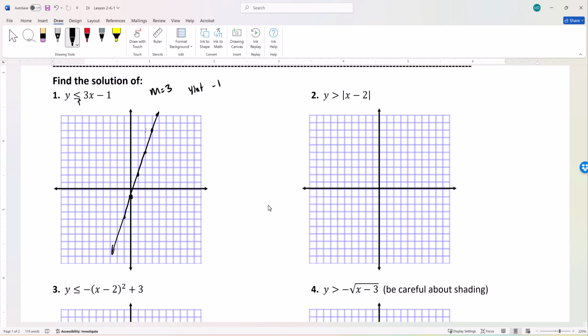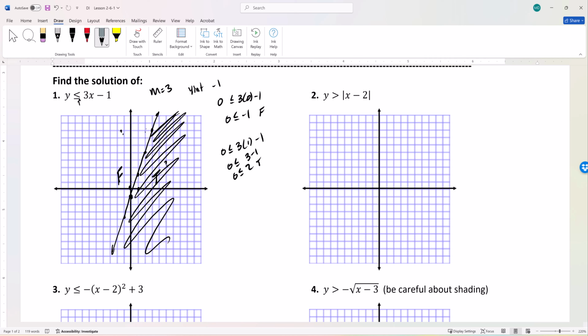And now I need to test to see where I can shade. So do I shade on this side or do I shade on this side? And so you just take a point, any point that's not on the line. So in this case, 0, 0 looks easy, I can plug in 0, 0. That's false. So this side is false, which means by default this side is true. But let's verify it. What if I plugged in -1, 0? Sorry, +1, 0. That's true. You shade the side that's true.